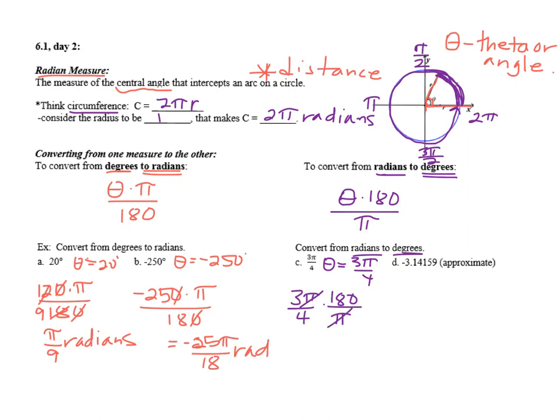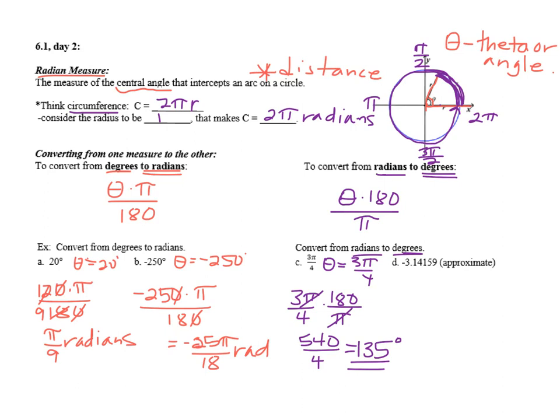3 times 180 is 540, divided by 4, which would be a total of 135. Now your label for this, if we're going 2 degrees, is a degree symbol. And 135 degrees would in fact be in quadrant 2.